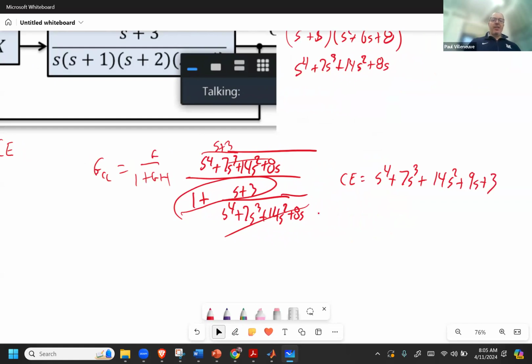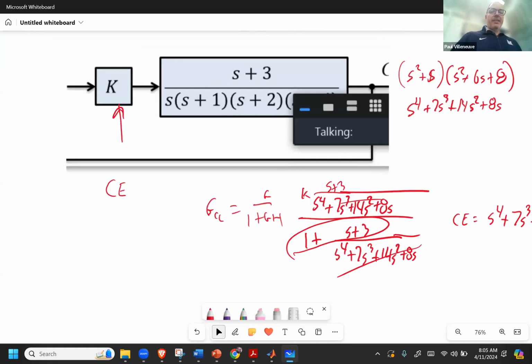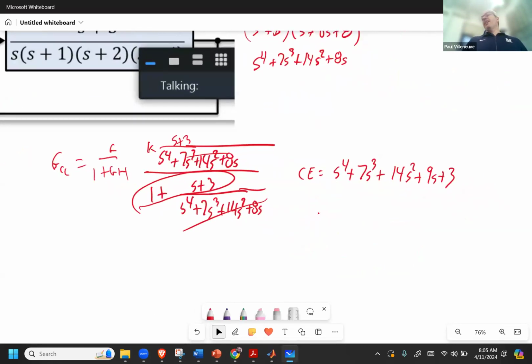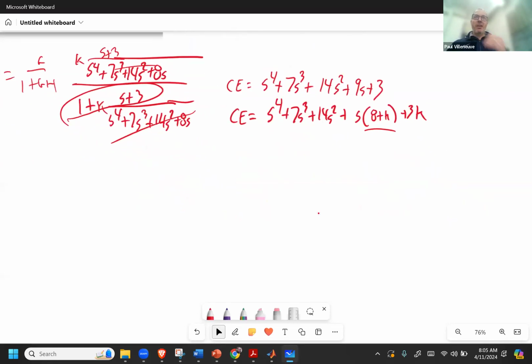Now, got to be careful, right? Because I also have a K out front here, correct? Because if I look back over here, I have K. So if I just do the roots of what's here, I'm not going to get any value of K that's going to be variable. So I need to make sure my value of K is over here. So I will append this to say the real characteristic equation: s to the fourth plus 7s cubed plus 14s squared plus s times (8 plus K) plus 3K, right? And I wrote it this way because I'm pretty much ready to do my Routh-Hurwitz.